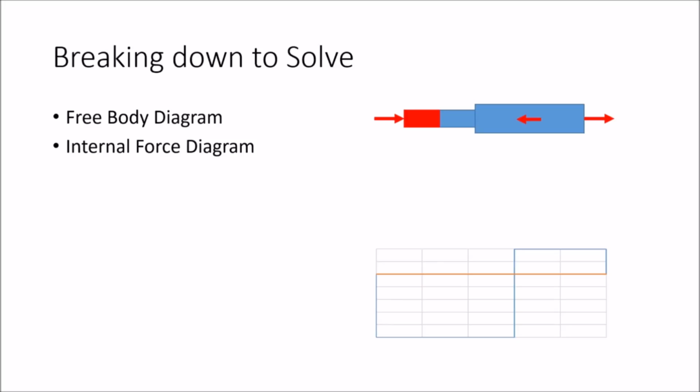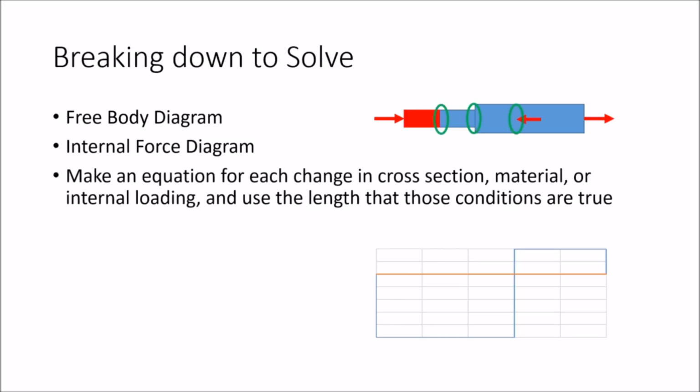Then we need to make a separate PL over AE equation for every change in cross-section, geometry, material, or internal loading. I indicated where these happen on this member: first at the change of material from red to blue, then at the change in cross-section from small to big, and finally in the change of internal loading. We need to keep track of how long those conditions are true, because that will become the L, the length that PL over AE is true.